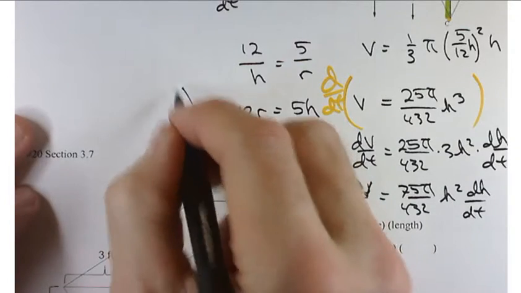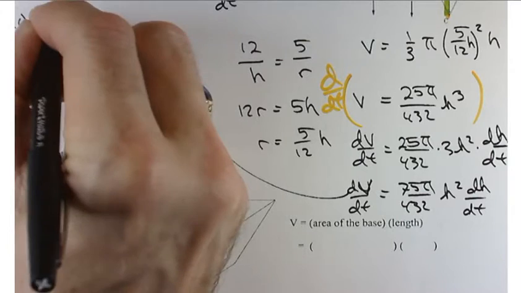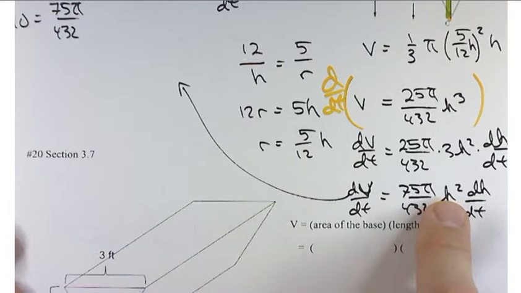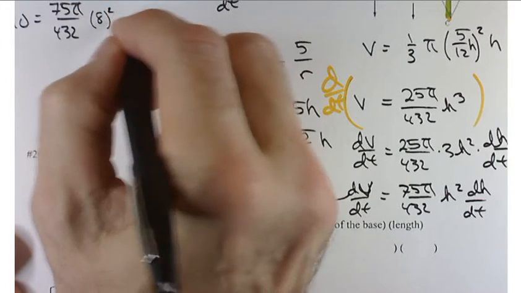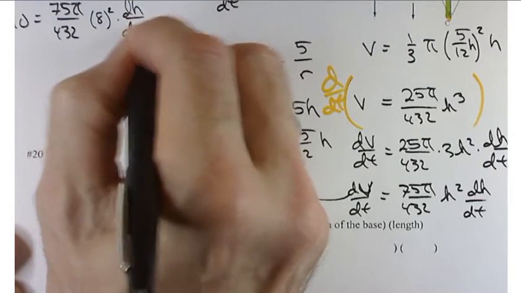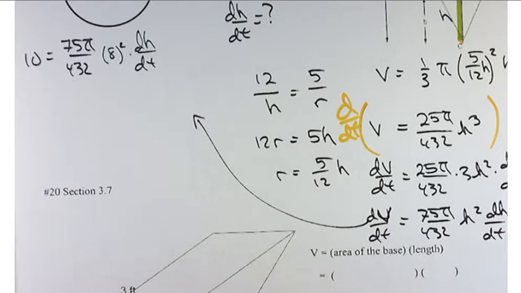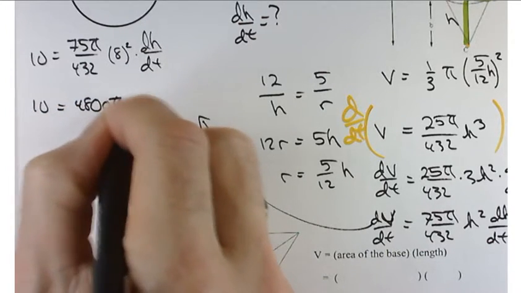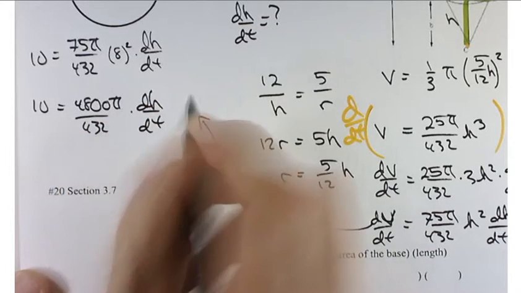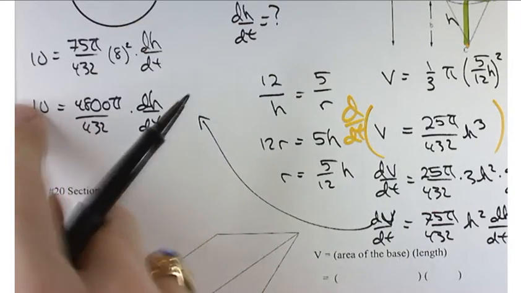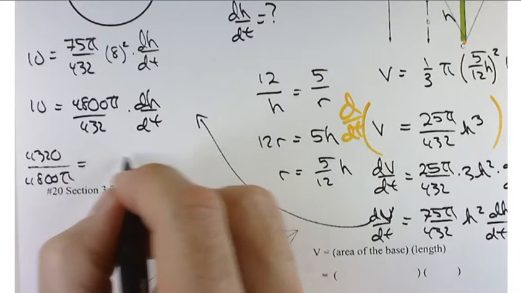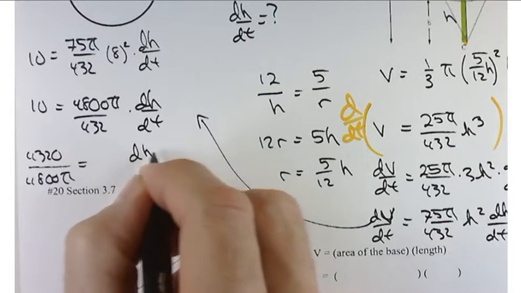Let me go over here. dV by dt was 10. 75 pi over 432 times h. h was what, 8? Times 8 squared times dh by dt. So that's going to be 64 times 75. What's that? 4,800. Someone bang that out on a calculator for me. So 10 equals 4,800 pi over 432 times dh dt. If you multiply both sides by the reciprocal, 432 times 10 is 4,320 divided by 4,800 pi is going to be dh by dt. I should leave room for some units. dh by dt.